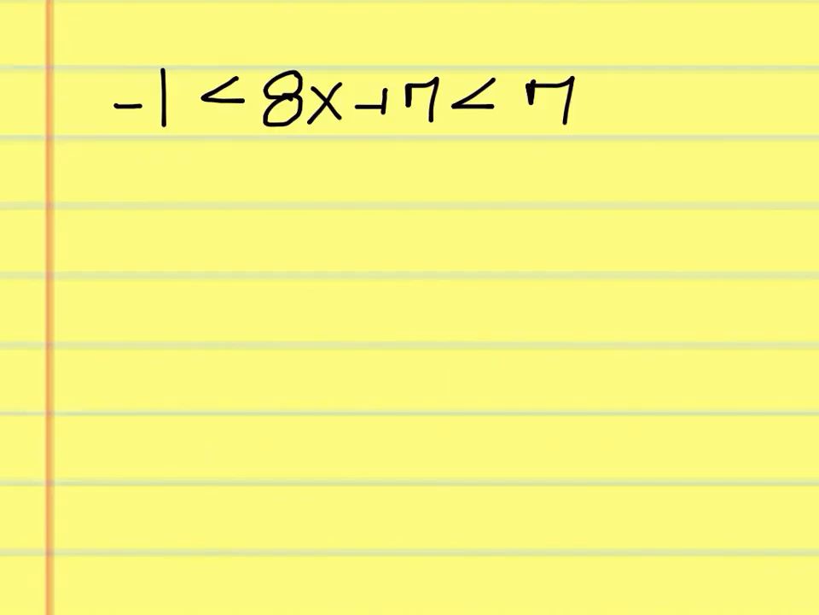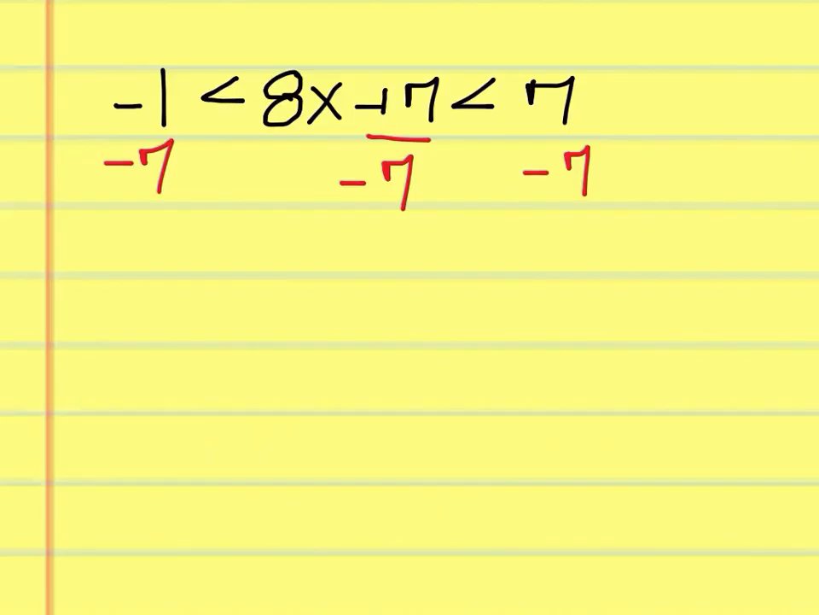This compound inequality is negative 1 less than 8x plus 7 less than 7. We want the x by itself in the middle. To get rid of the plus 7 in the middle, we would have to subtract 7. And what we do to that area, we do to the others as well.